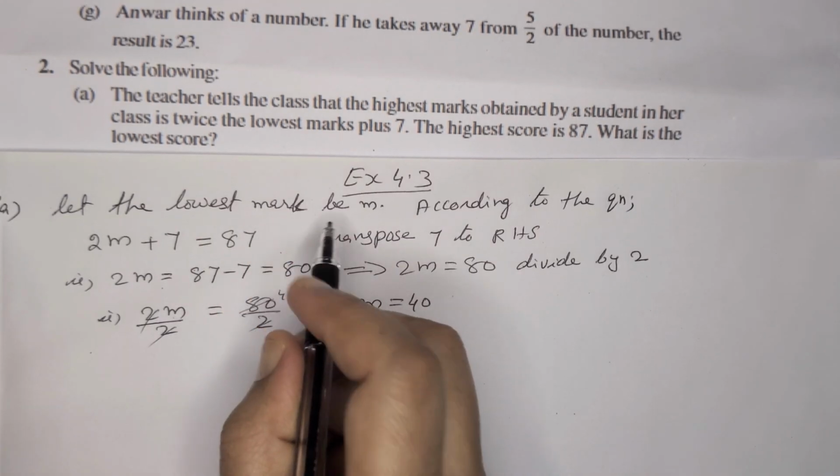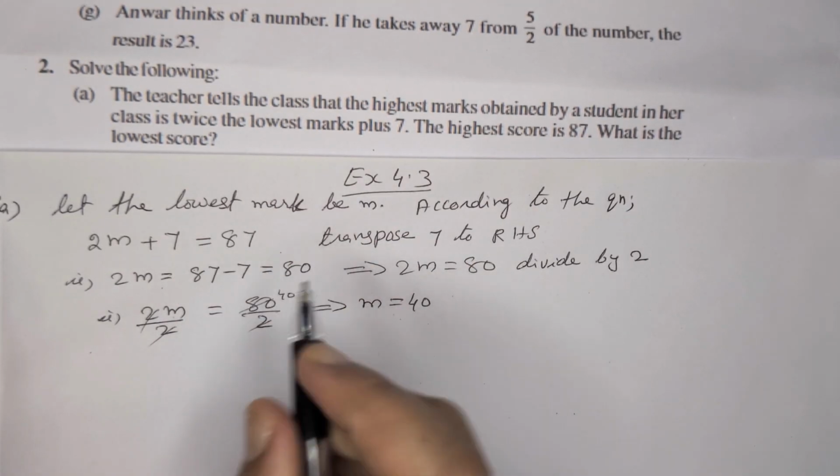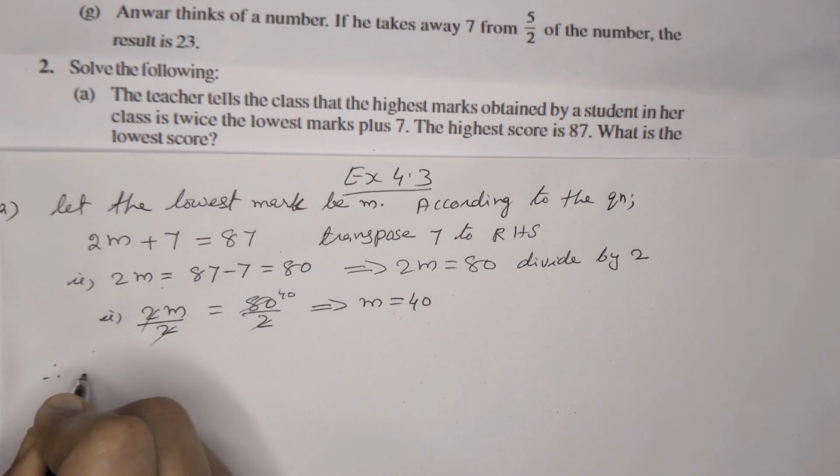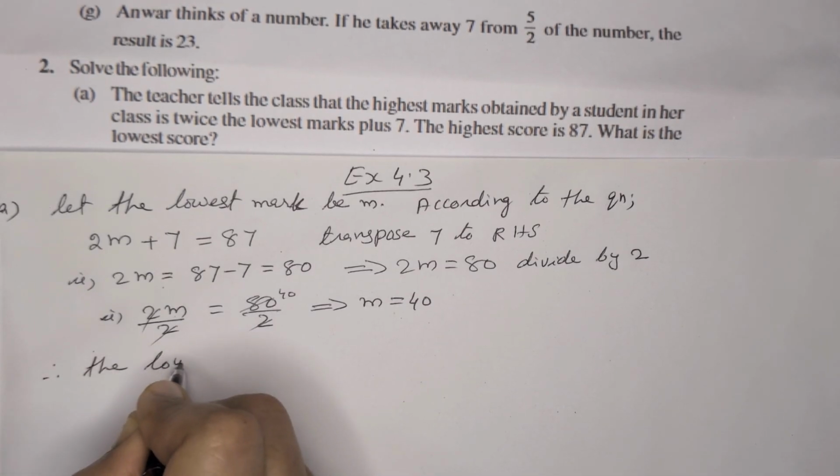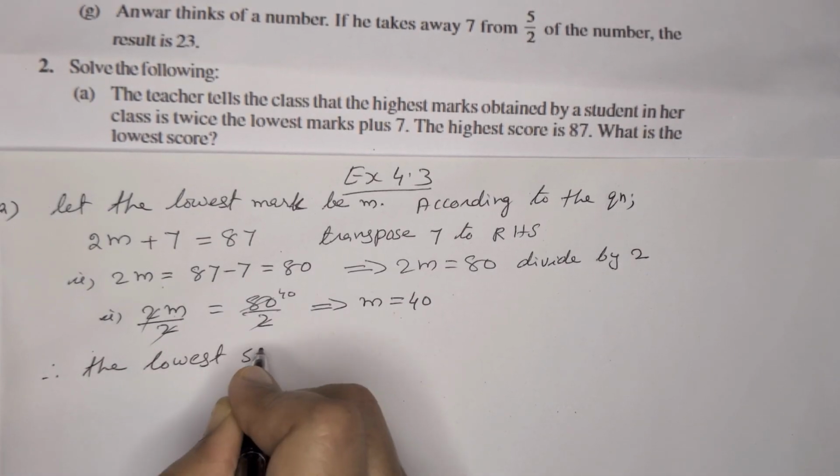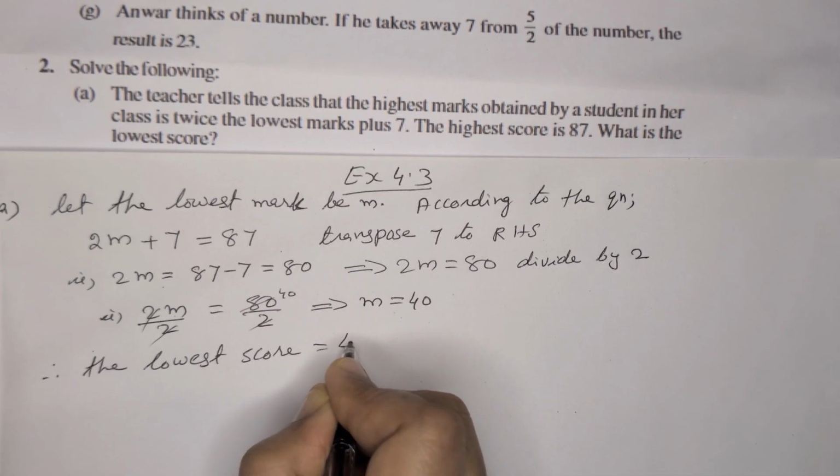M means the lowest mark. The question is, what is the lowest score? So we can write, therefore the lowest score is equal to 40.